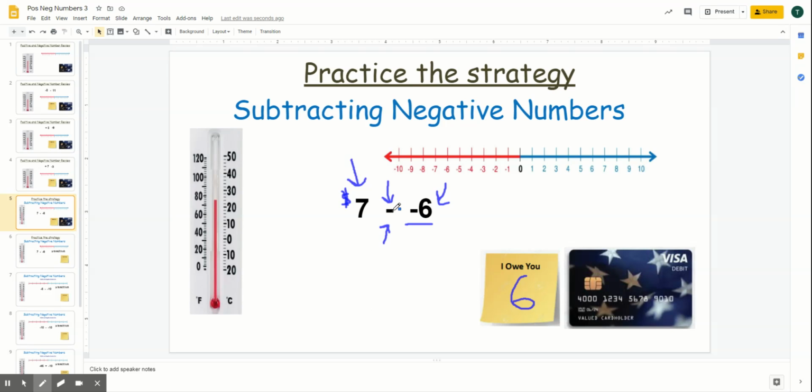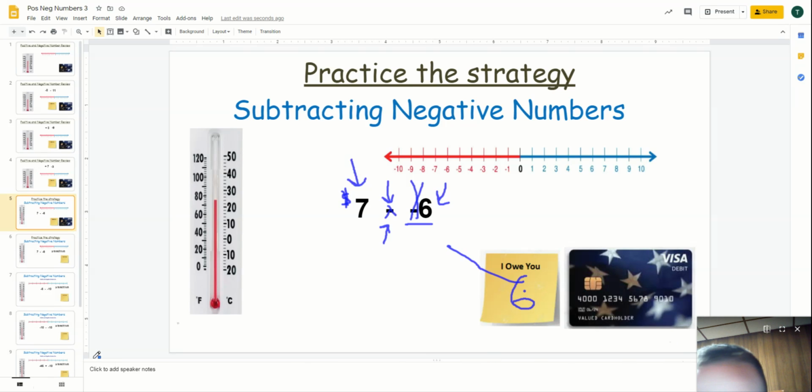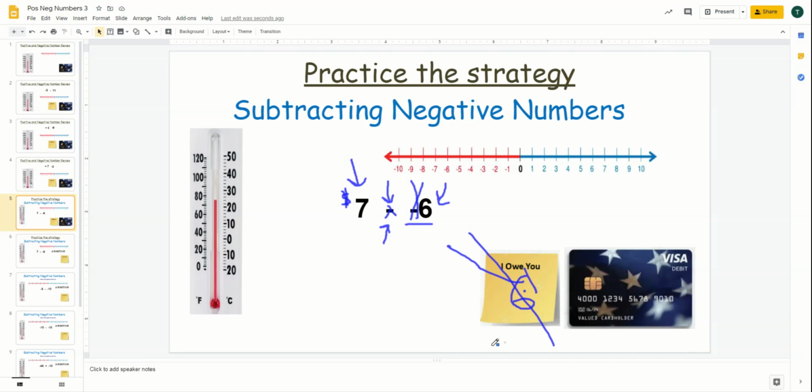So when I have a minus minus, a subtracting a negative, it's like saying I am not going to do that part right there. So it means that I have an IOU slip right here. But I do not owe somebody $6 anymore. All right, so I had $7, and now I am not going to owe somebody $6.